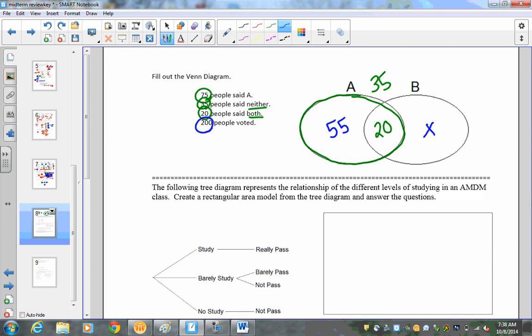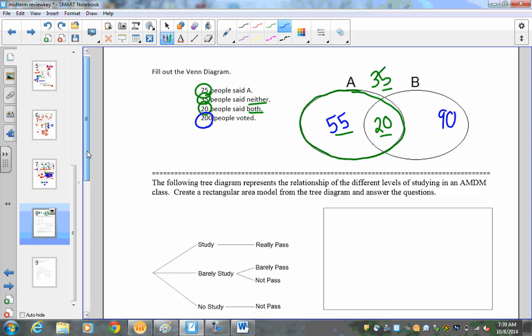Now, one thing to consider is that all the numbers in this Venn diagram will add up to 200. So a simple subtraction problem, 200 minus 55 minus 20 minus 35, gives us a leftover number of 90. And there's your answer.